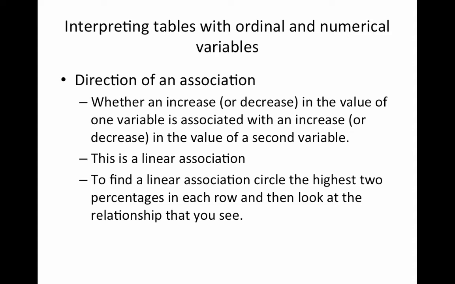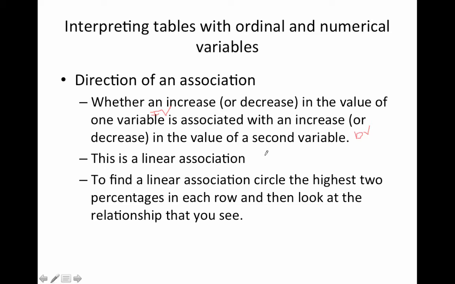What we're talking about is whether an increase or decrease in the value of one variable, at this point the independent variable, is associated with an increase or decrease in the value of a second variable, our dependent variable. This is what we call a linear association. To find a linear association, we're going to circle the highest one or two percentages in each row and then look at the relationship that we see.